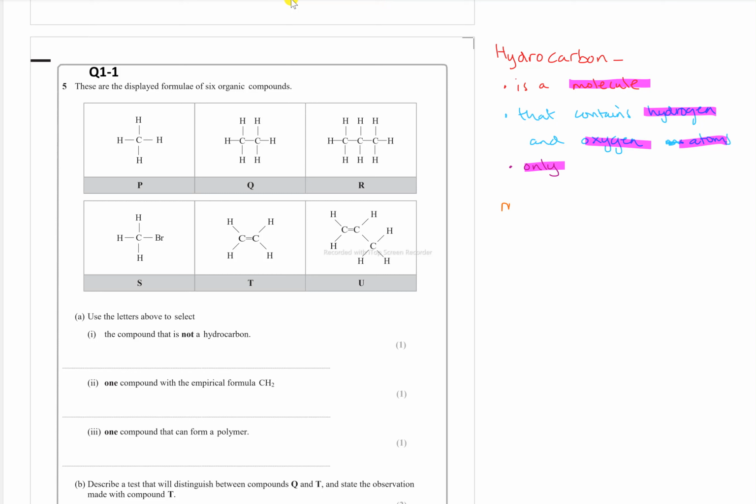You need to learn: monkeys eat peanut butter. Meth, eth, prop and but. Meth has got one carbon atom, eth has got two carbon atoms, prop has got three carbon atoms, but has got four carbon atoms. After that it's pent, which is 5, hex, and so on. That's like normal polygons.